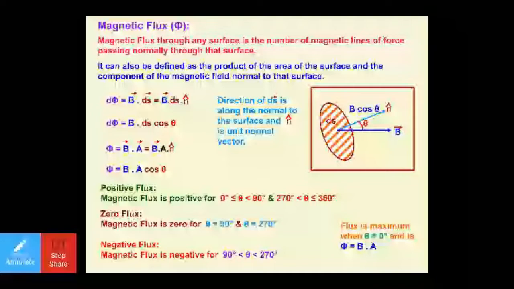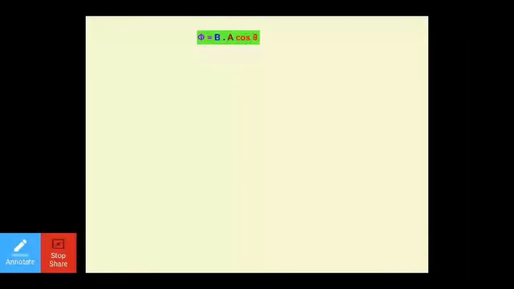Furthermore, dear students, if theta is equal to 0 degree, that is phi is equal to B dot A cos theta, that is phi is equal to BA cos 0 degree, which gives you BA. That is the maximum value of the flux. Furthermore, phi is equal to BA cos theta.